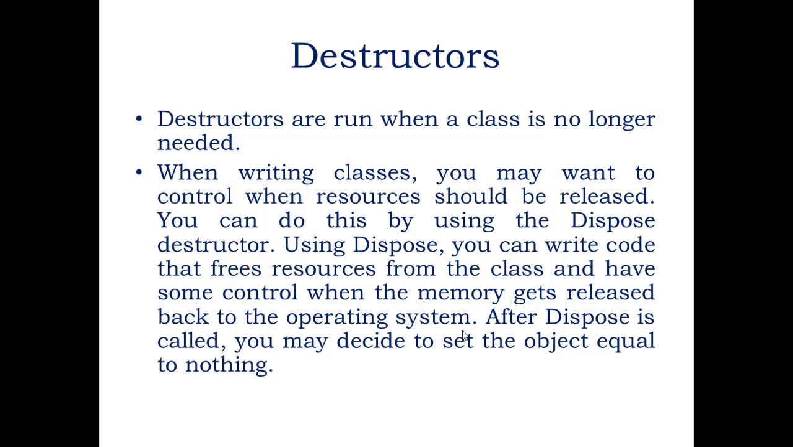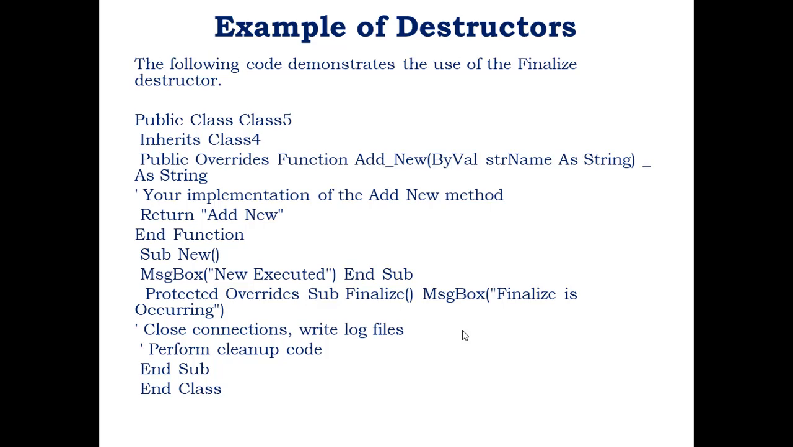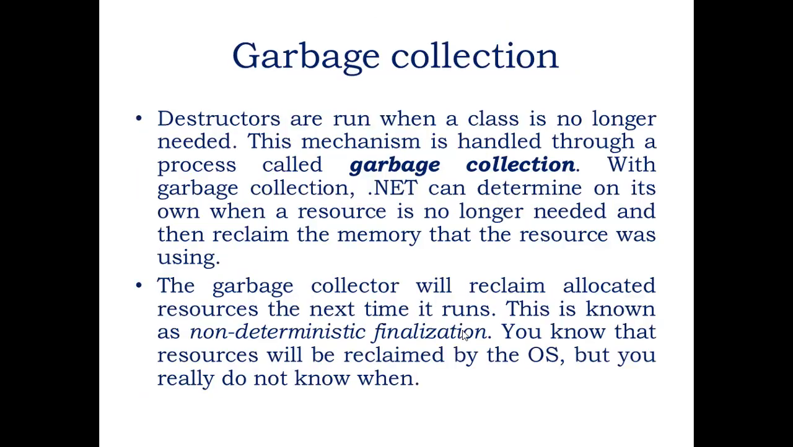Destructors. Destructors run when a class is no longer needed. When writing a class, you may want to control when resources are released. You can do this by using the Dispose destructor. Using Dispose, you can write code that frees resources from the class and have some control over when the memory gets released back to the operating system. After Dispose is called, you may decide to set the object equal to Nothing. The example of a destructor is in Class 5, showing how to close all the types of connection.